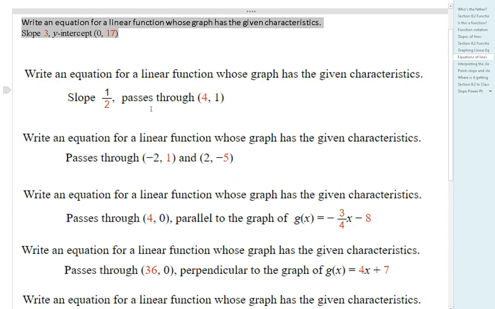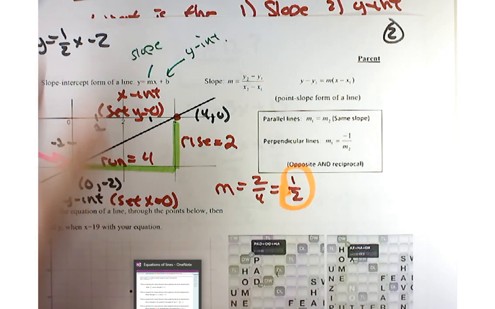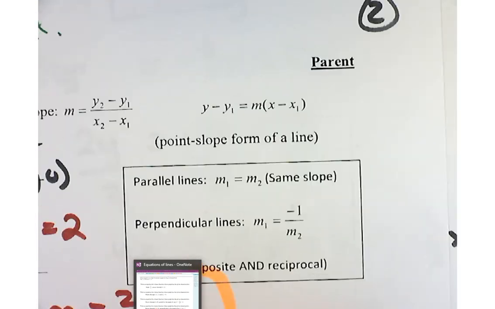So for this next one, we're going to need a new form of the equation of a line, and that's called the point slope form of the equation of a line. It's actually on your handout. So if I jump back here, it's this one right up here in the upper right-hand corner of your handout.